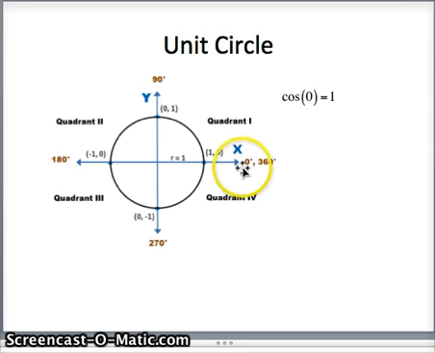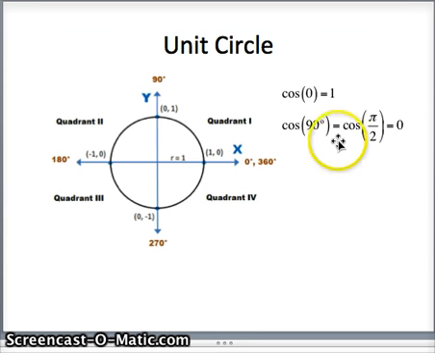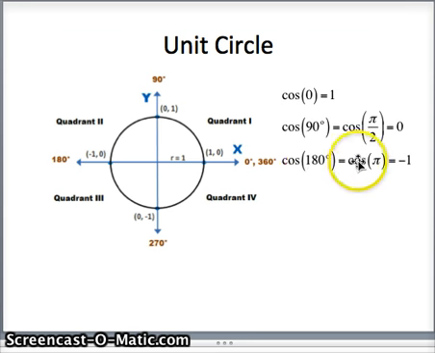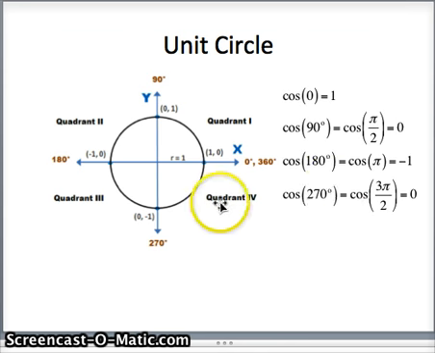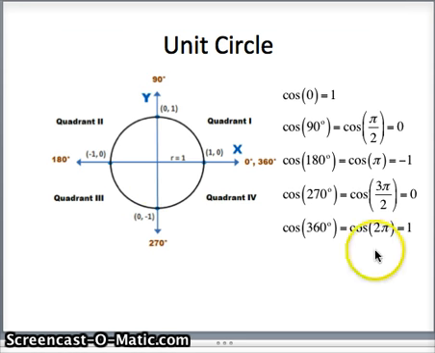So cos of 0 is 1, 0 radians, x value is 1. Cos of 90 degrees is cosine of pi over 2, x value is 0. Cos of 180, which is cos of pi radians, x value is negative 1. Cos of 270 degrees, or 3 pi over 2, x value is 0 here. And finally, cos of 360 degrees, cos of 2 pi, the x value is 1 again.